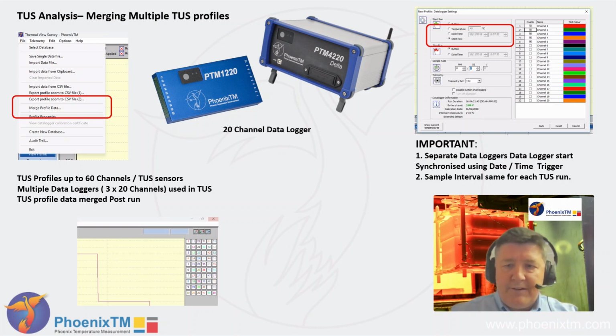To address this issue, it is possible to use multiple data loggers to perform a TUS, and within the Thermal View Survey software use a feature which we refer to as merging of profile data. So you can take 3 separate data loggers, each with 20 channels, and merge them to produce an individual temperature uniformity survey with up to 60 active channels or 60 working thermocouples.